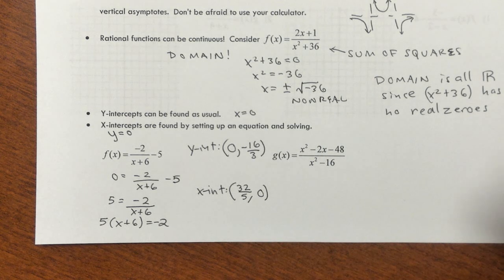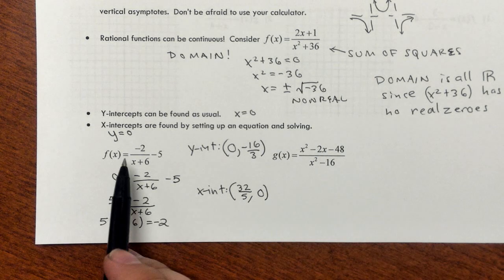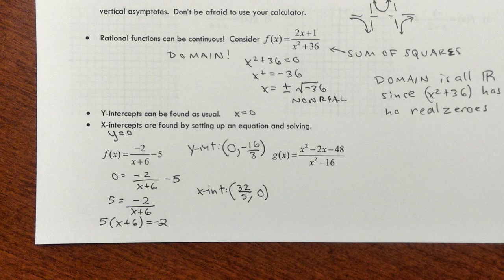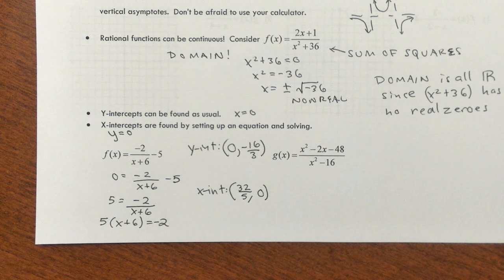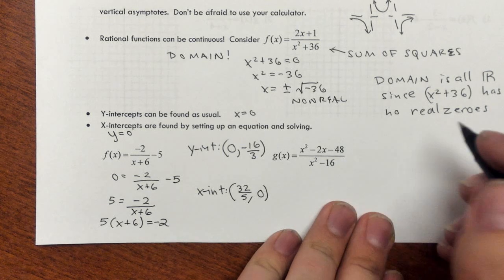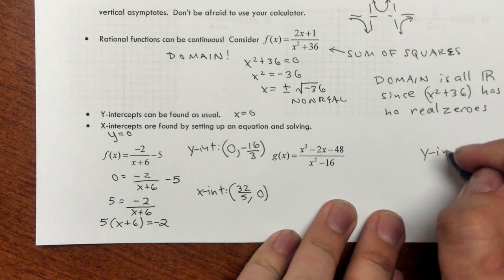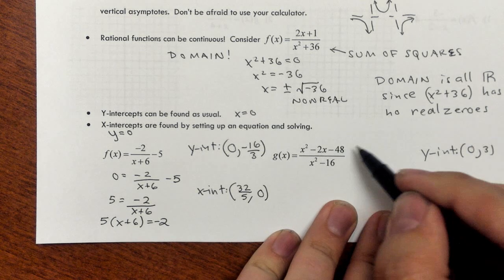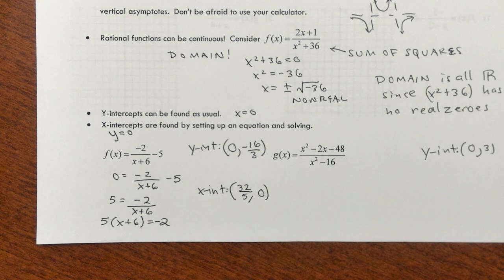Also important to note here, if you look at the difference between f and g, f is that transformational form we made reference to. g is more just a simple quotient of two polynomials. Well, if I wanted to figure out its y-intercept right here, the y-intercept is 0, 3. I'll leave that to you. Well, it's just negative 48 divided by negative 16.